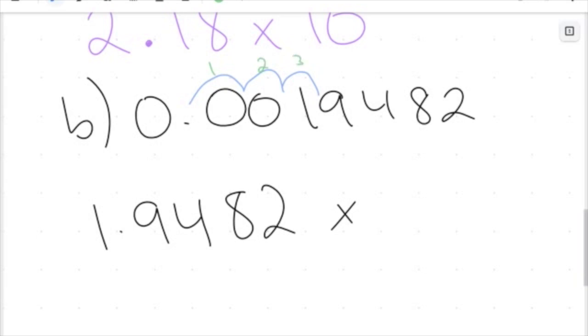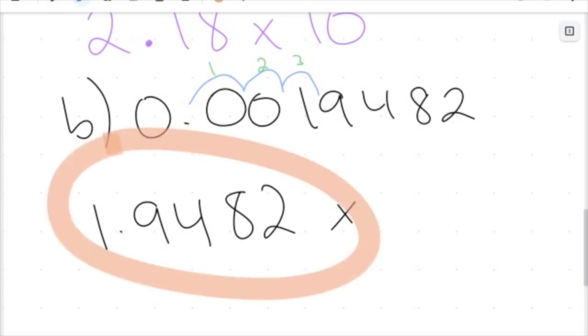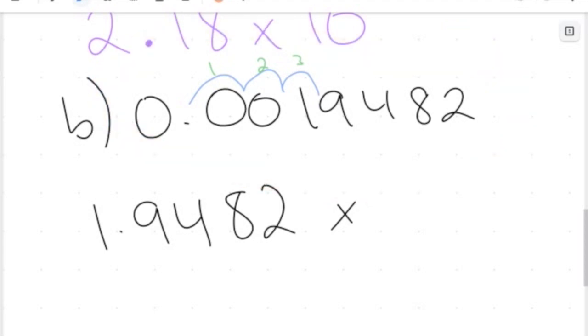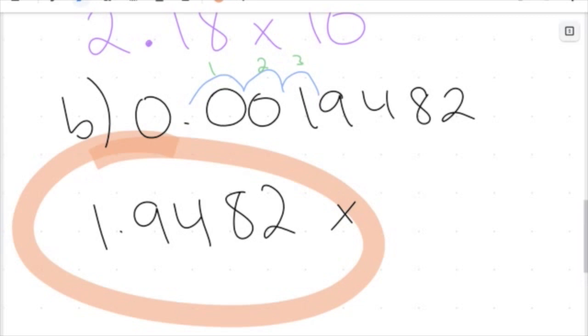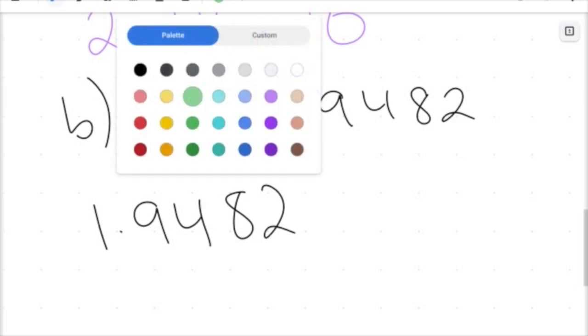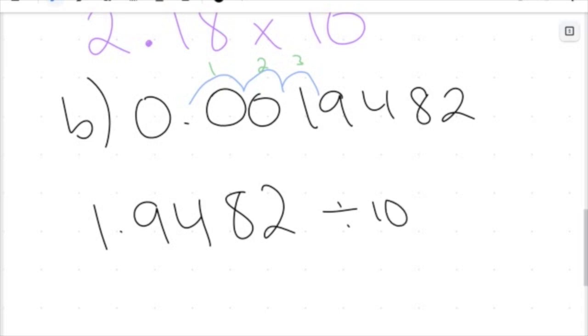So think about this now, because the number I've written here is a number bigger than the one above, because the number above is a decimal. So in essence, we're not making this number bigger, we are making it smaller. So we can think of this as, to get from 1.9482 to 0.00194882, I'm actually dividing by 10 3 times, aren't I? I'm dividing by 10, and then I'm dividing by 10, and then I'm dividing by 10.